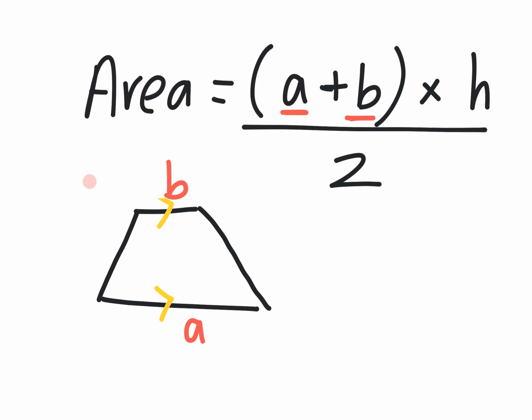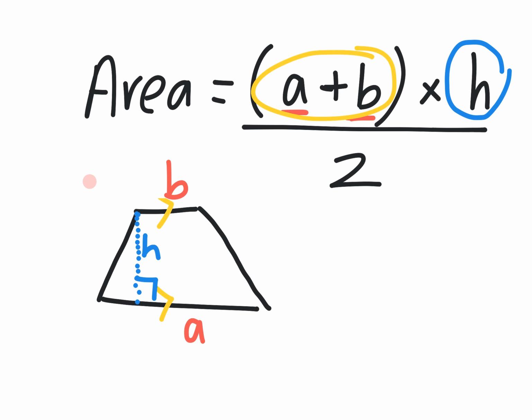And the height is represented by H, and it goes from one of the parallel sides to the other parallel side straight down, forming a 90-degree angle. So this would be the height. So we take A plus B first, we add that together, then we multiply the sum by the height, and then we divide that all by 2. So let's try one of them.